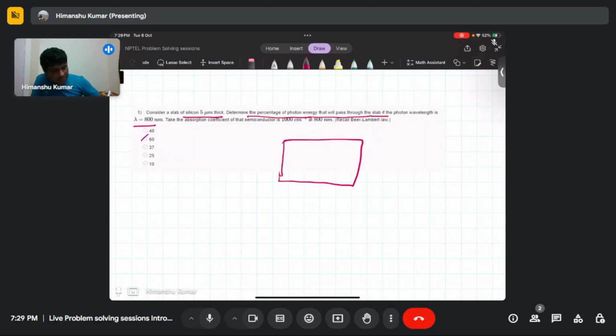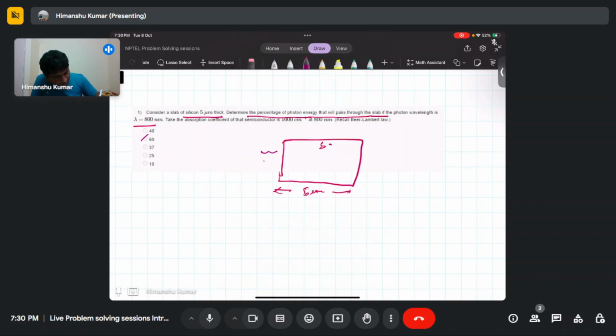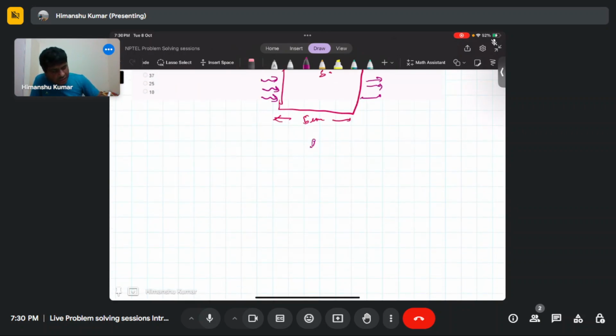Let's say this is a slab of silicon, 5 micrometer thick, and we are injecting photons from this side. Some photons will get absorbed throughout the material, and the remaining photons will exit at the other end. That is governed by the total intensity, given by I naught times exponential of minus alpha times z.